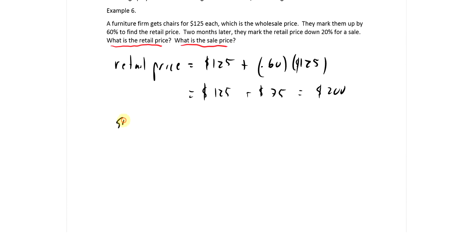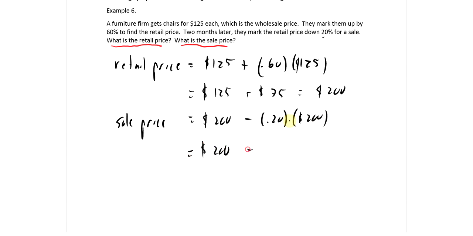What's the sale price? This is marking it down by 20%. So we start with $200 and you subtract off 20% of that $200. Right? 0.2 times 200 is $40. So you're taking $40 off and you're selling it for $160. So even with the sale price of 20%, they're still making, well, what's that? $35 on each chair, because they get them for $125 and they sell them for $160.